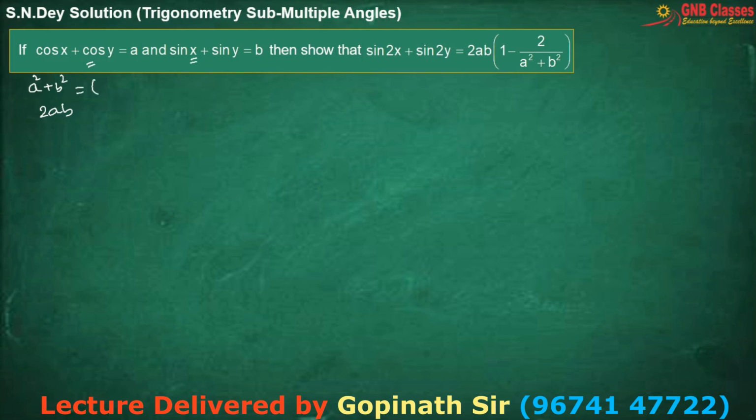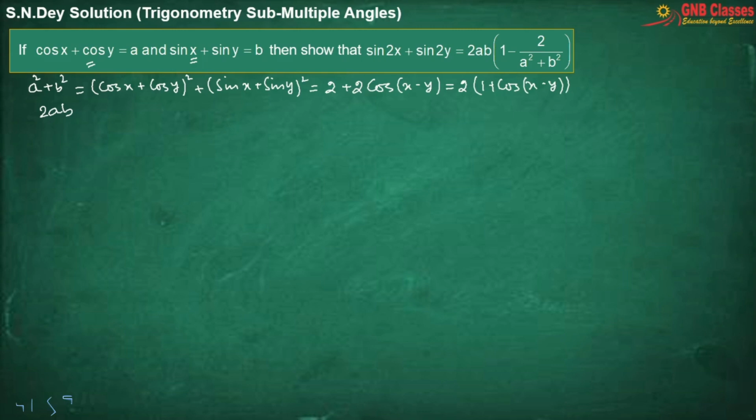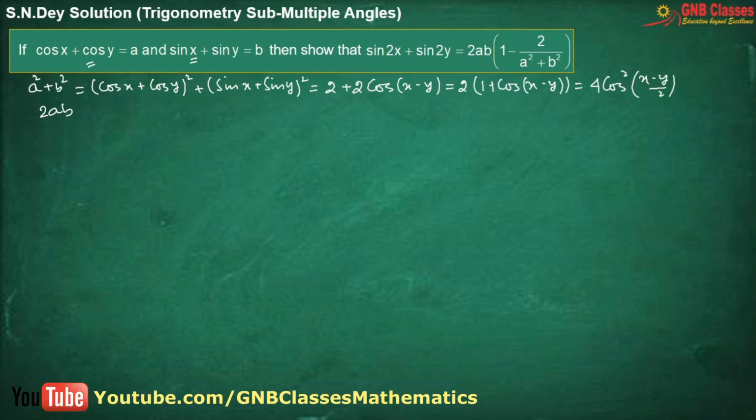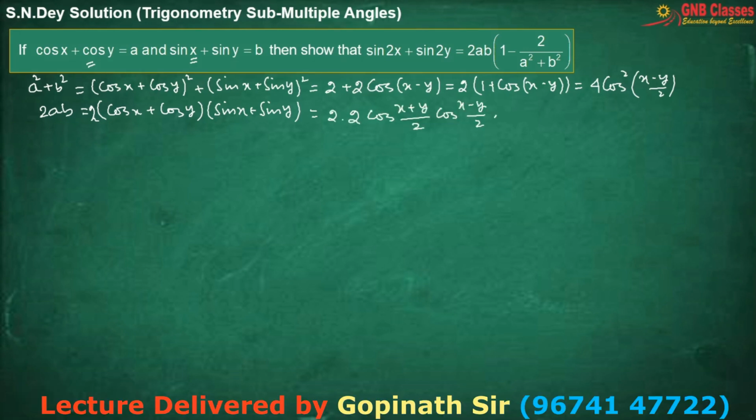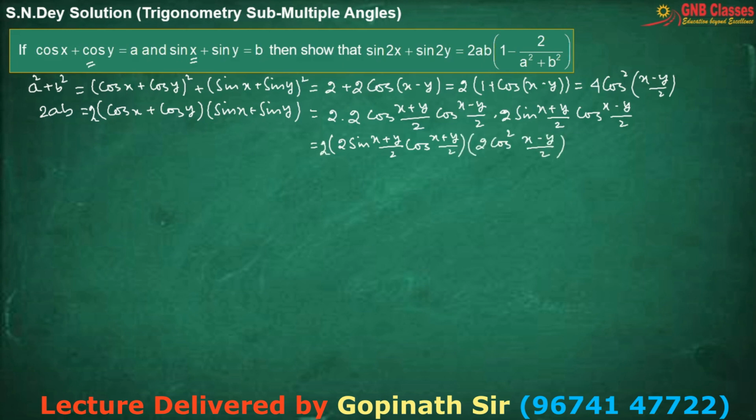So we are getting, if we open the bracket, is it clear to all of you? Let me take 2 common. 1 plus cos theta can be written as 2 cos square theta by 2. So it is. Is it clear to all of you? Okay. Now let us find out 2ab. We are applying the cos c plus cos d and sin c plus sin d formulas. So we get, we are having, is it clear to all of you?